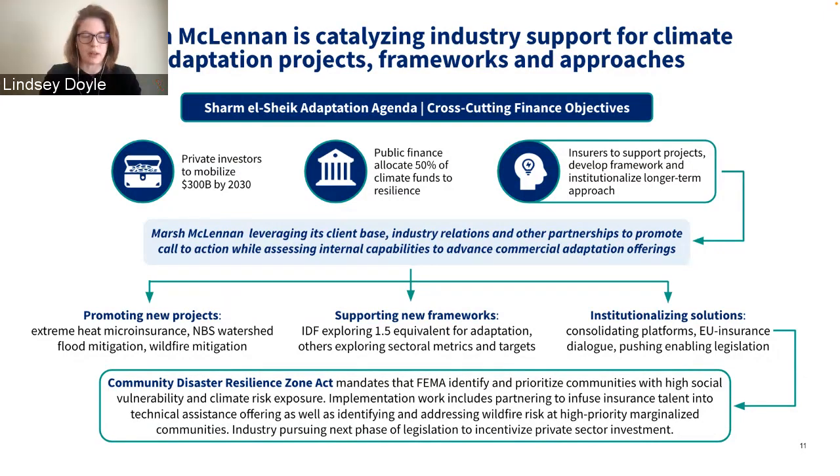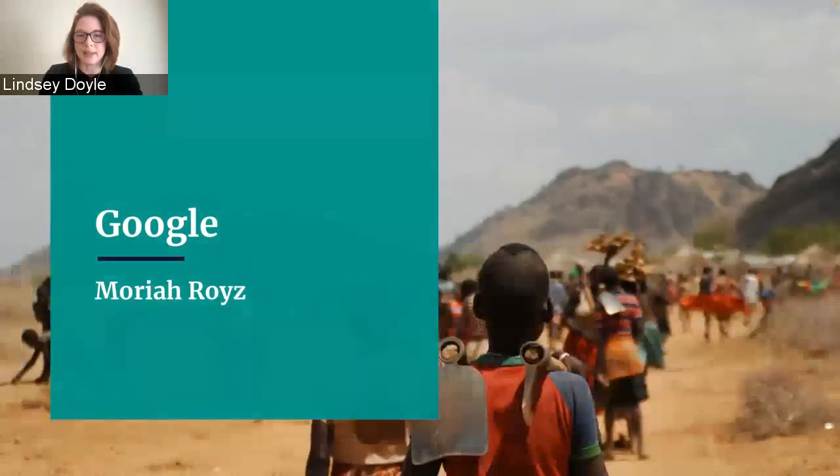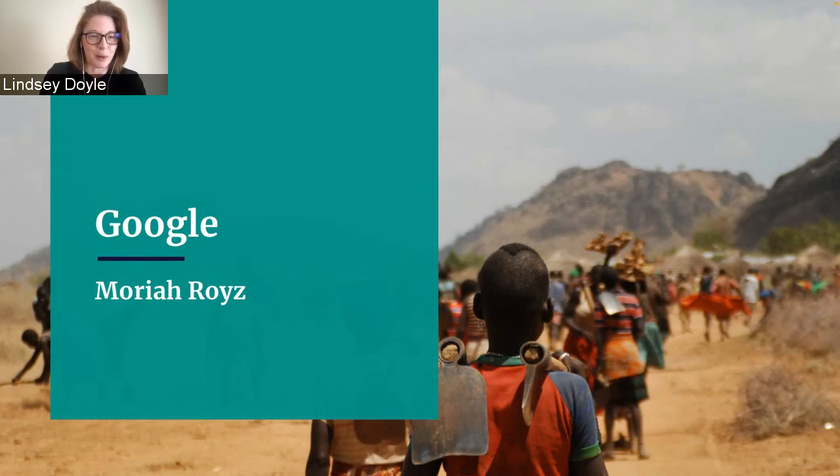I think a great point in terms of the public and private interplay and what we need on the regulatory side as well. With that, I will turn it next to Mariah Royce. Mariah is a senior product manager with Google and a leader on their flood forecasting tool. Mariah brings over 10 years of experience in managing the full cycle of product delivery. We're very excited to hear your update. So Mariah, I will turn it over to you.